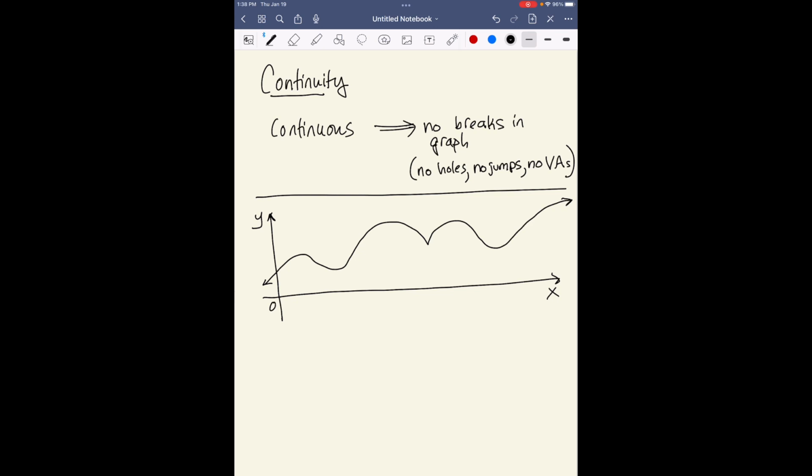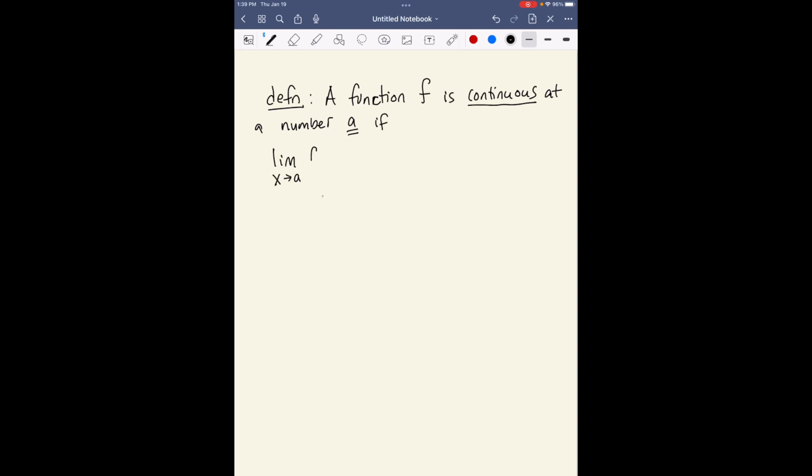More formally and precisely, we're going to define what it means to be continuous at a specific number. So here's our first definition. A function f is continuous at a number a if the limit as x approaches a of my function, f of x, is equal to f of a.